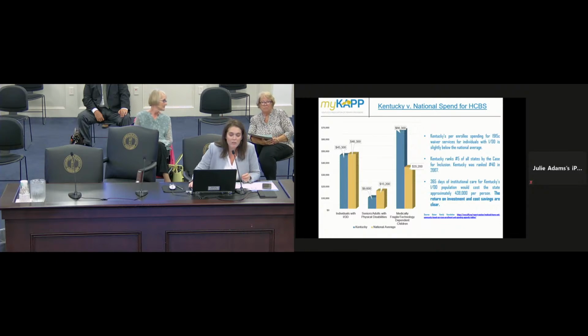Additionally, Kentucky has increased our waiver spend from 2007 to present, and Kentucky has increased our Case for Inclusion ranking, which rates states on how they're providing these services, the quality of the services, etc. Our ranking has increased from number 40 to number 5. So our investment has really, truly improved the quality of services we're providing in the state.